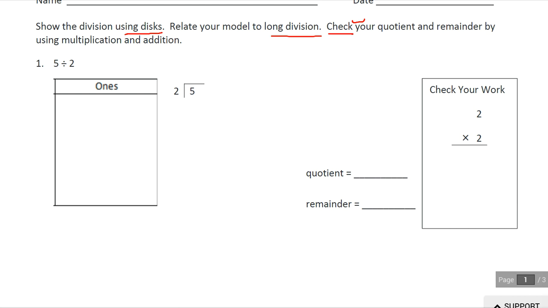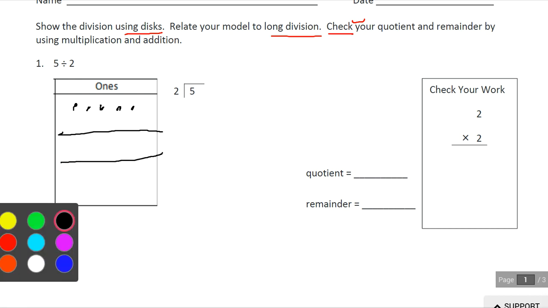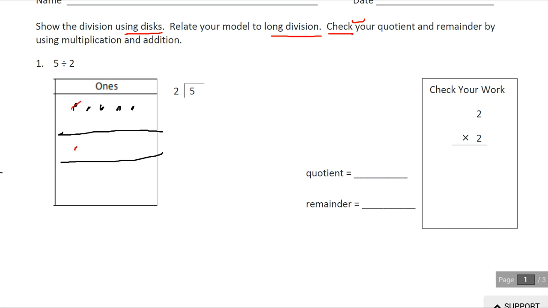All we need to do here is start off with 5: 1, 2, 3, 4, 5. And then we're going to divide that into 2. So we'll have 1 there, 1 there, 1 there, and 1 there. So we have 2 ones. Remember, that's 2 ones. And then we're going to have 1 remainder right here.